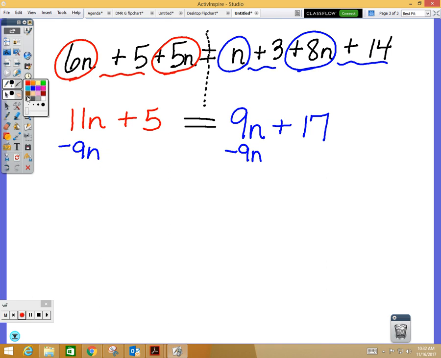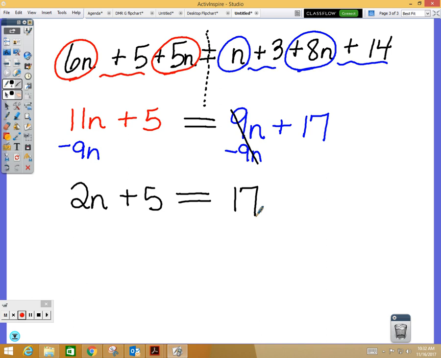So 11n minus 9n gives me 2n. Nothing changed about my 5. Nothing changed about my equal sign being there. 9n minus 9n, well, that's 0, so that's gone. And I have my positive 17 left. So now you just solve it. Okay? So what do I do to solve this? All right, minus 5. So that gives me 2n equals 12. So n equals, good.